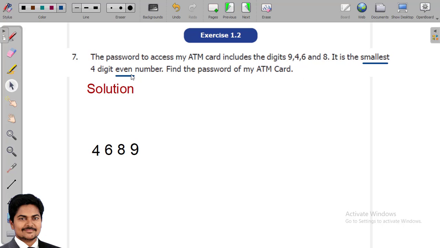So first condition is over. So what's the next condition? It should be an even number. Look at this number. It has 9 in 1's place. But an even number should have an even number in ones place.